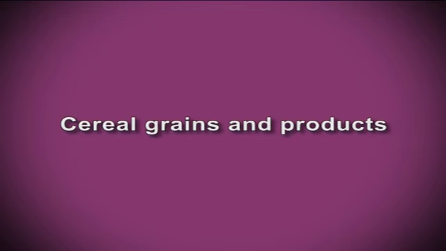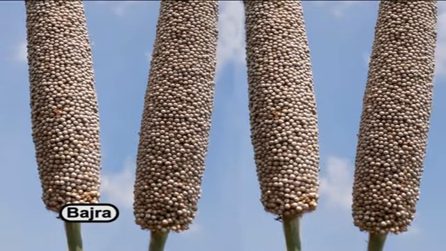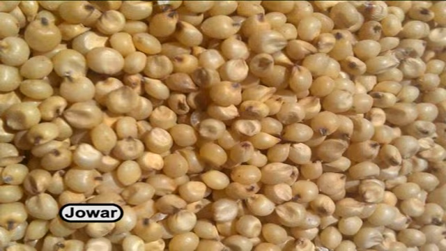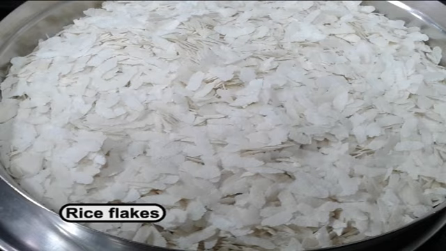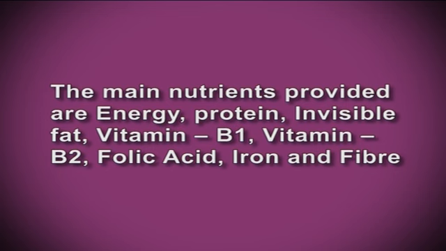Food group 1, cereal grains and products. This includes foods like rice, wheat, ragi, bajra, maize, jowar, barley, rice flakes, wheat flour, oats, etc. And the main nutrients provided are energy, protein, invisible fat, vitamin B1, vitamin B2, folic acid, iron and fiber.